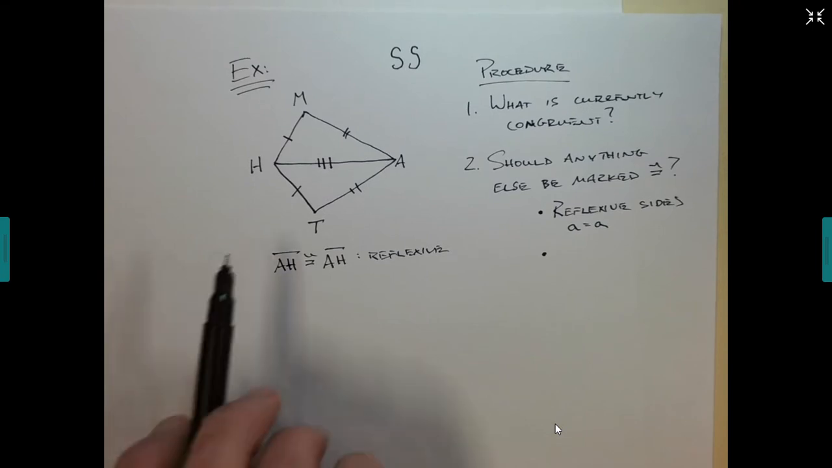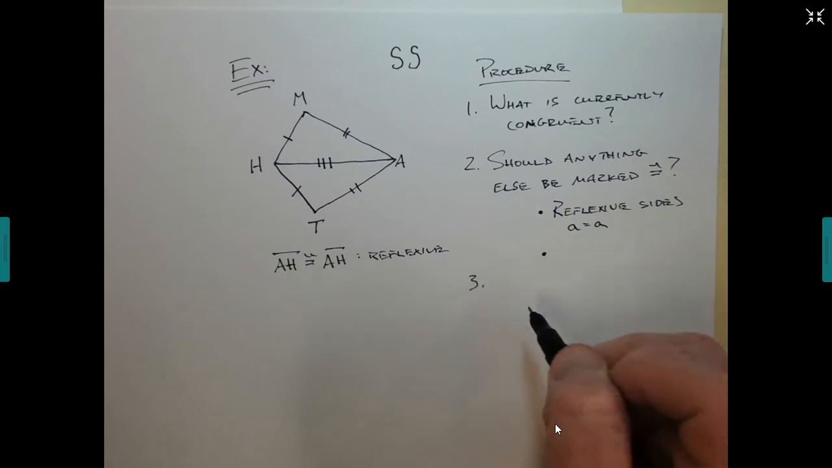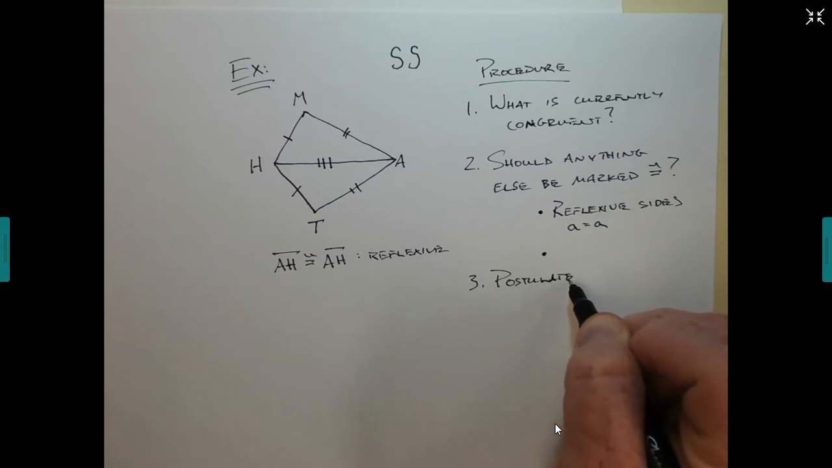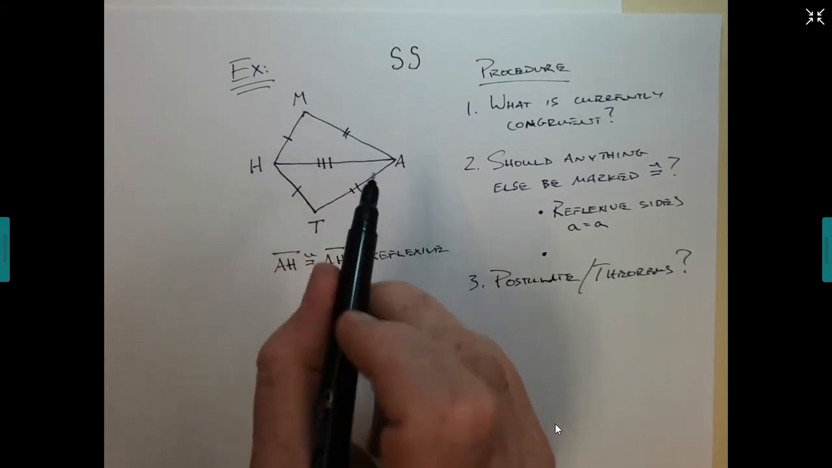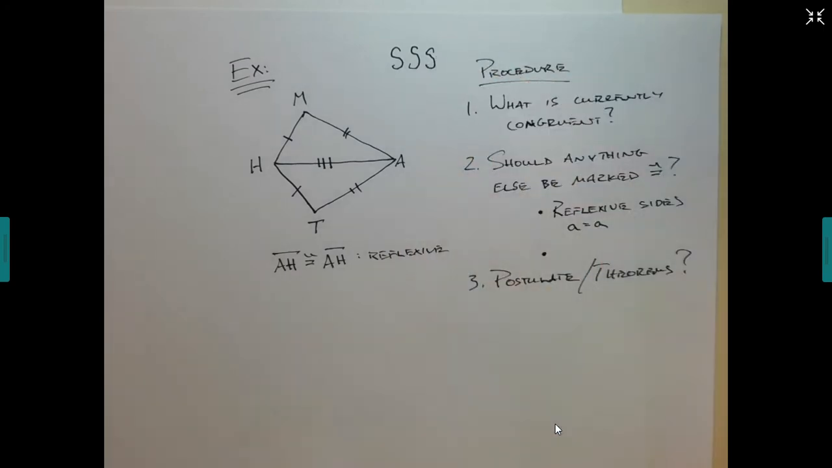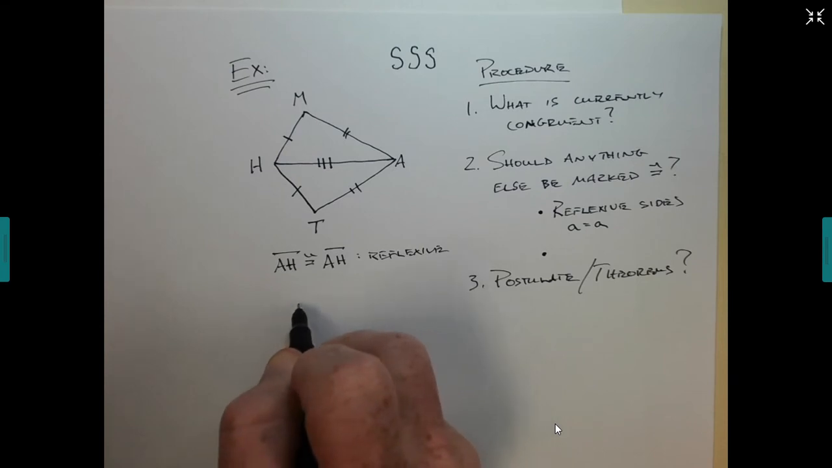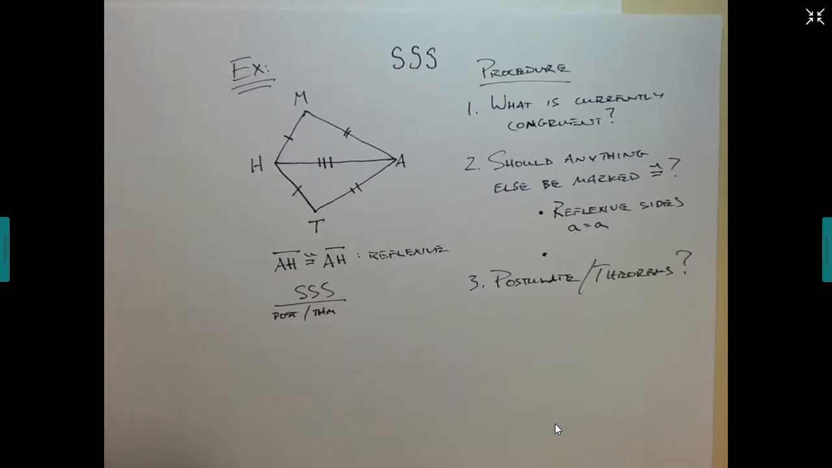All right? So I marked a reflexive side, and then we need to take a look. Do I have one of my postulates or theorems? I had 2 sides. I now have a 3rd side, which means on a quiz or a test, you might be asked, what is your postulate or theorem? We would put side, side, side here. And you might be asked to complete the congruence statement.